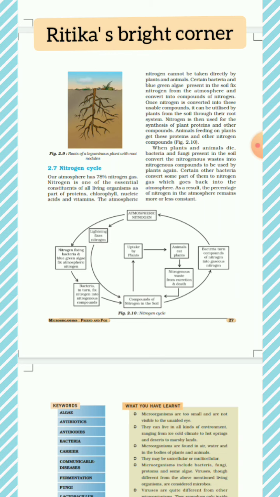When plants and animals die, bacteria and fungi present in soil convert nitrogenous wastes into nitrogenous compounds for use by plants again. Certain other bacteria convert some part of them to nitrogen gas which goes back into the atmosphere. As a result, the percentage of nitrogen in the atmosphere remains more or less constant.